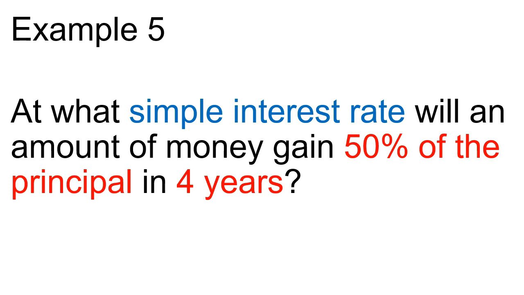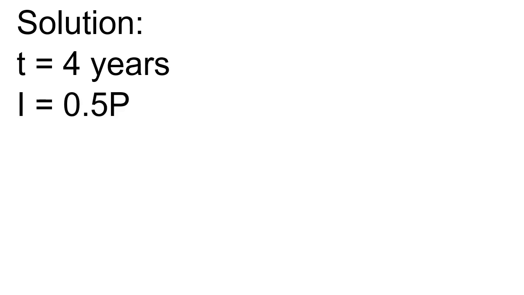Okay, so we will derive another formula. So an amount of money gain 50% of the principal. So the interest is 50% of principal, and it will be earned in 4 years. So let us list our given. T equals 4 years. The interest is 50% of the principal amount. So 50% times P, when you express 50% in decimal, that's 0.5. So that's 0.5P. So I equals 0.5P.